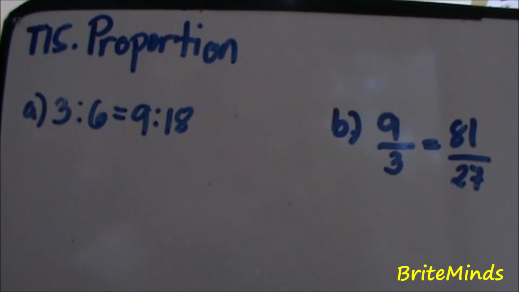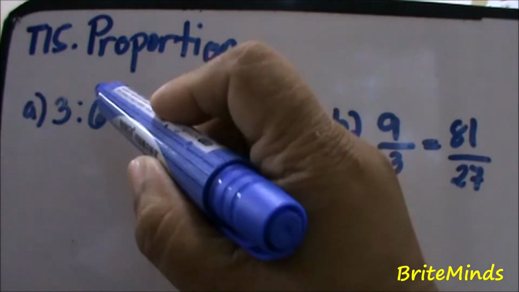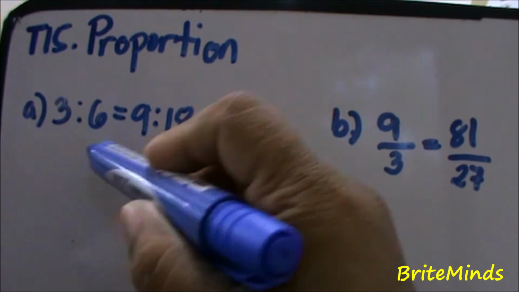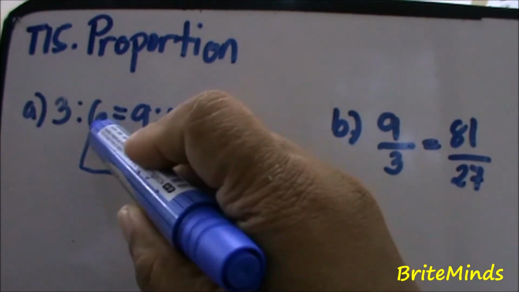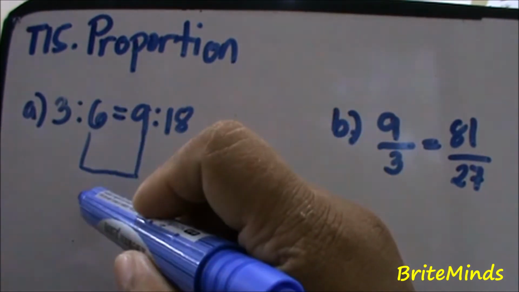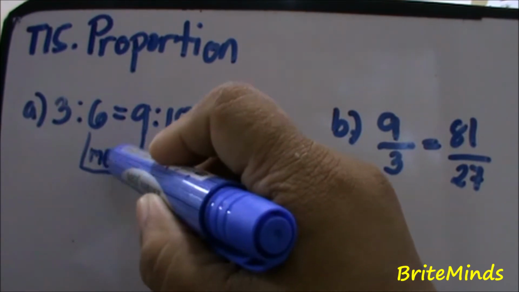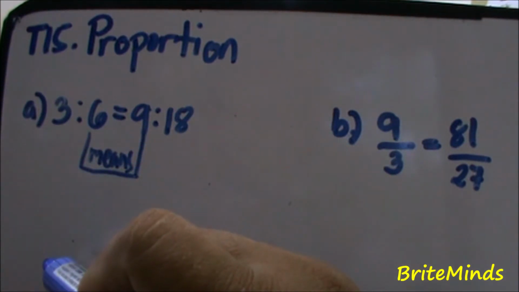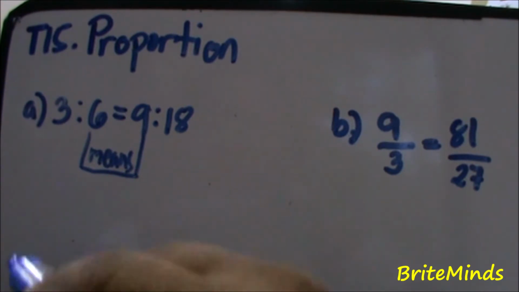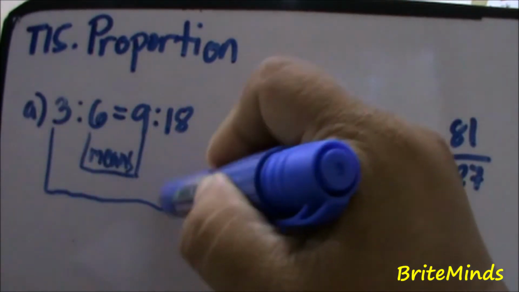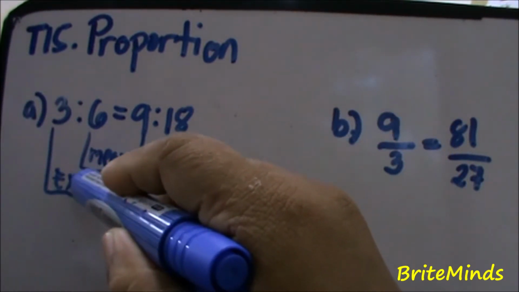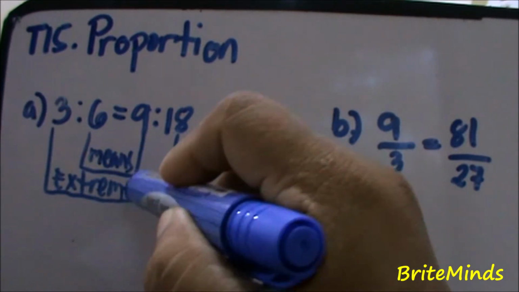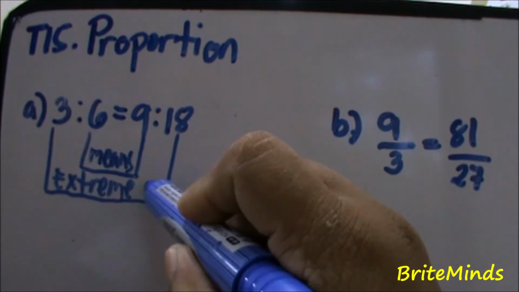So where are the means of this proportion? The means are the values 6 and 9. These are the means, which means they are in the middle. And the extremes are the numbers 3 and 18, which means they are the outer numbers.